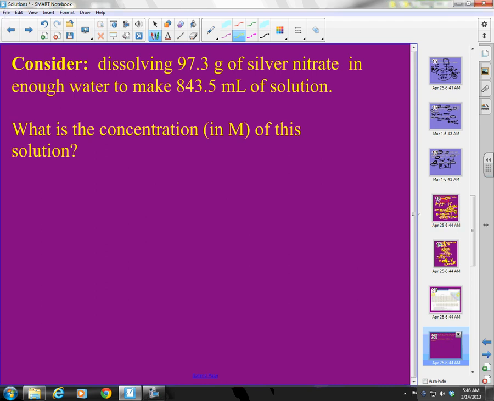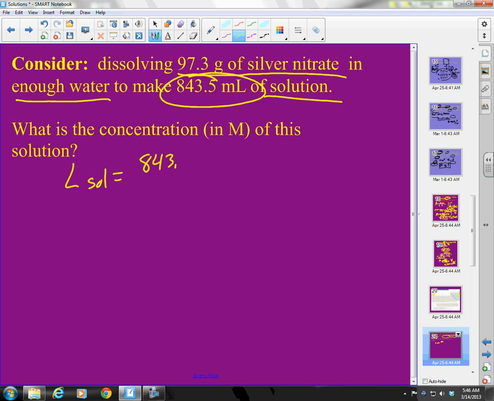Well, we're going to dissolve 97.3 grams of silver nitrate in enough water to make a solution of 843.5 milliliters. So liters of my solution are equal to 843.5 milliliters times 1 liter per 1,000 milliliters, and I get 0.8435 liters of my solution.